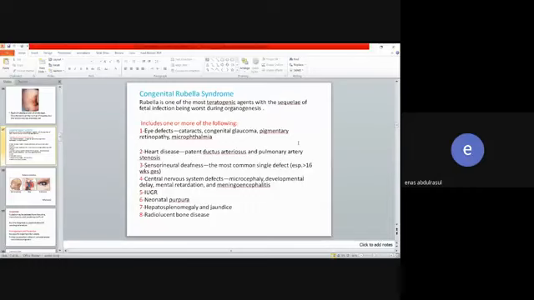Other features of congenital rubella syndrome include central nervous system defects in the form of microcephaly, developmental delay, mental retardation, meningoencephalitis. As well, the infant will be growth restricted. There will be neonatal purpura, hepatosplenomegaly, jaundice, as well as radiolucent bone disease.